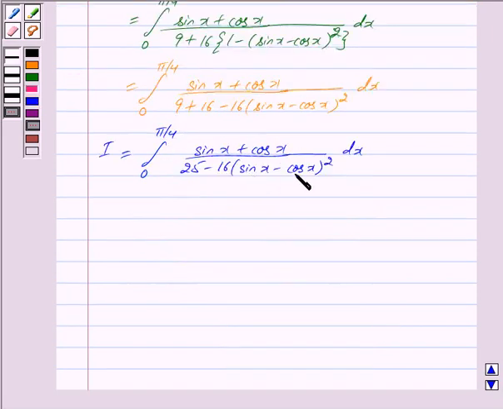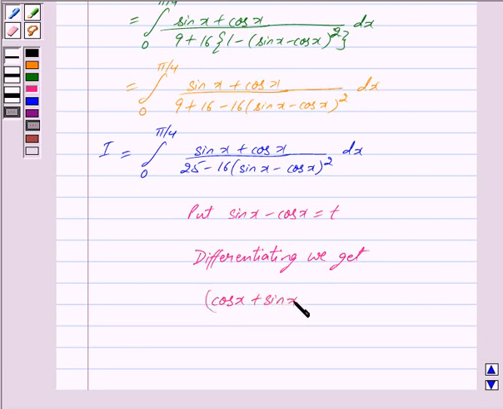Now we put sin x minus cos x equal to t. Now we differentiate it. So differentiating, after differentiation, sin x gives cos x, so cos x, and after differentiation, minus cos x gives plus sin x. So (cos x plus sin x) dx is equal to dt.